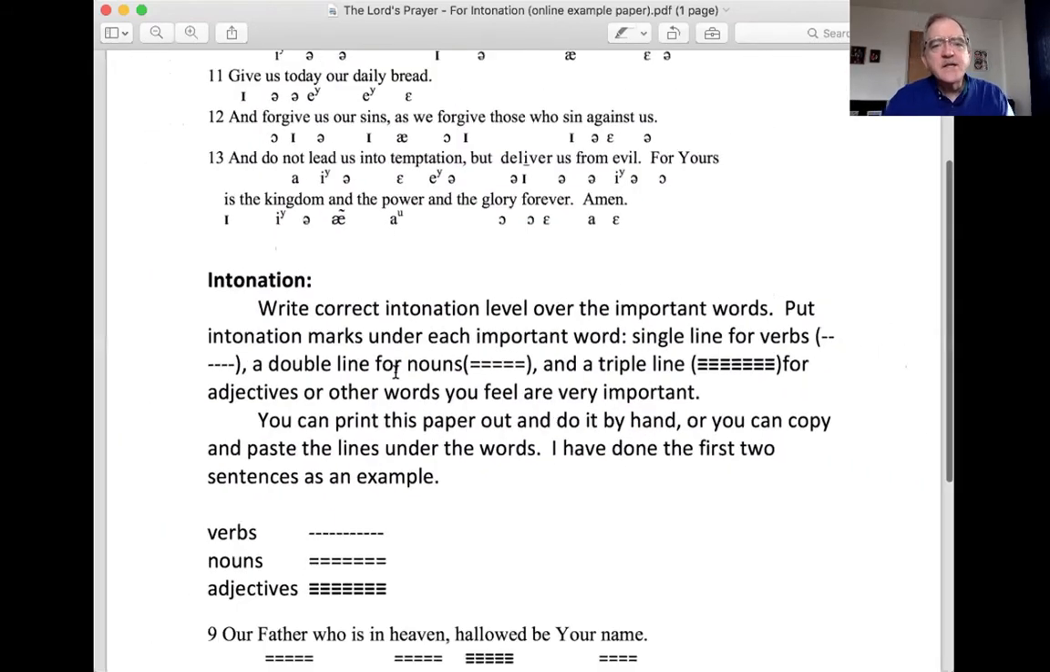Write the correct intonation level over the important words. Excuse me, not over, under. Under the important words. That's my mistake. Put intonation marks under each important word, single line for verbs, double line for nouns, and triple line for adjectives, or other words you feel are very important. Verbs are a little loud, so they get one line. Nouns are louder, they get two lines, and adjectives are the loudest, they get three lines.